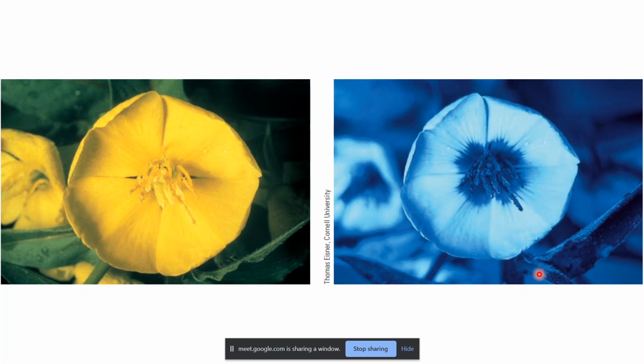Many flowers, so this is actually purple at the center. A human will see it as the same yellow, but bees will see it differently: here it will be blue and here it will be purple.